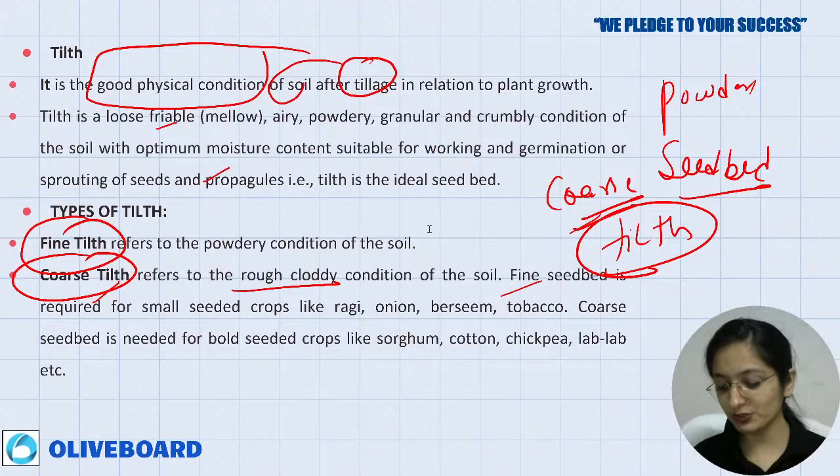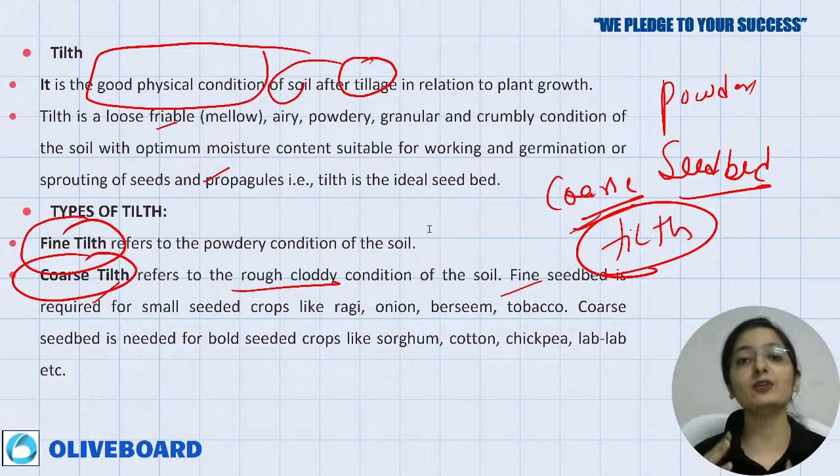Now my question to you is very easy, and that is what I'm asking you in English. Okay, can you please tell me why we are going with this process of tillage? Why do we do tillage? What are the objectives of tillage? Manoj?